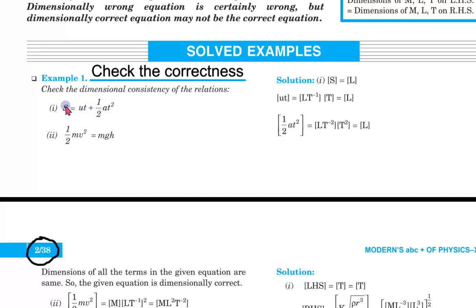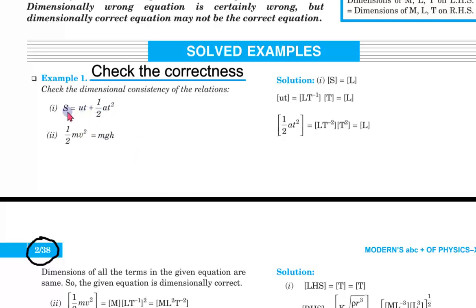S is displacement. This is displacement at any time when a particular force is applied on a body, U is initial velocity of that body, T is the time taken, and half is half, A is acceleration. Just acceleration, it's not due to gravity. T is, as I've said, time.